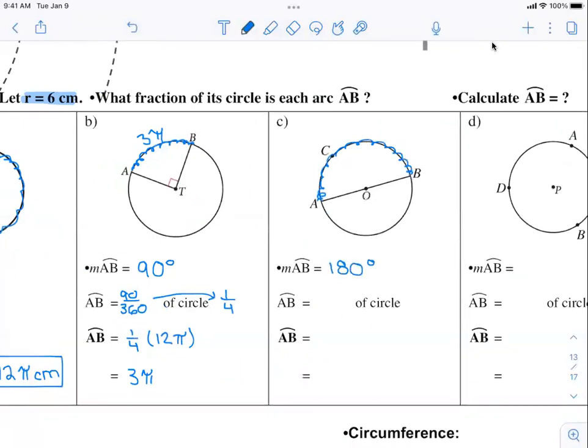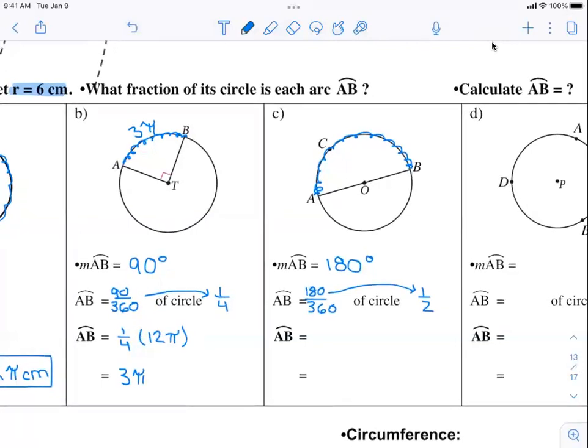That's half. It's a semicircle. We know 180 out of 360, if you simplify that, that is a half of a circle. So if we want to find the actual length of it, we want to find out what is half of the circumference all the way around. So half of 12 pi is going to get us a circumference for that part only, or a length of 6 pi. And I guess these are all centimeters.